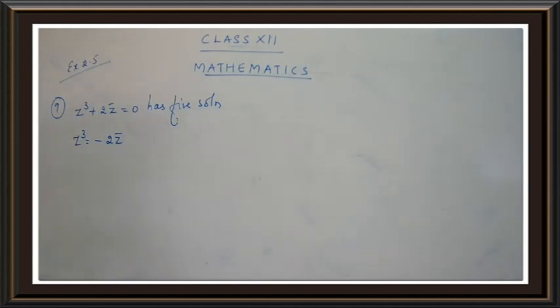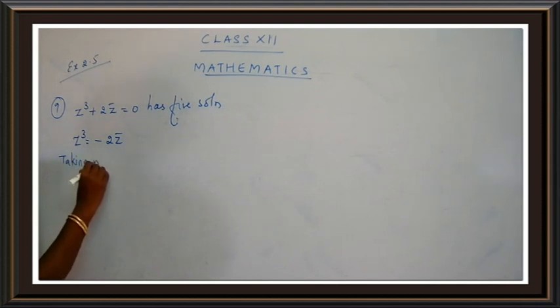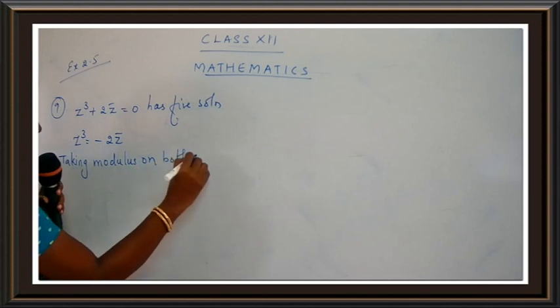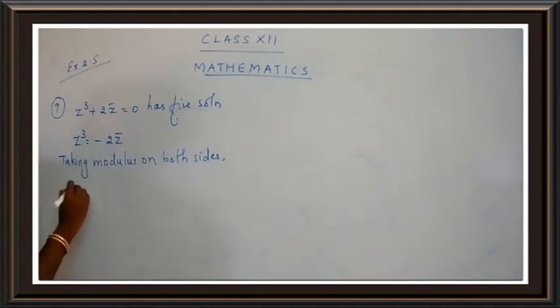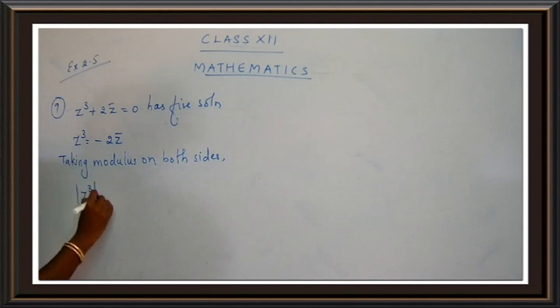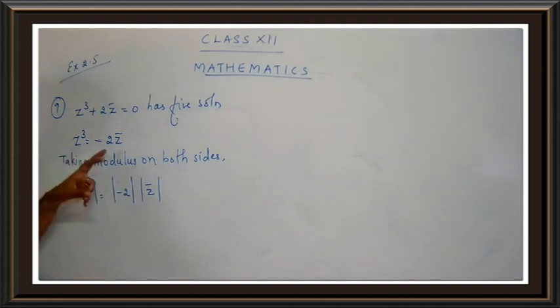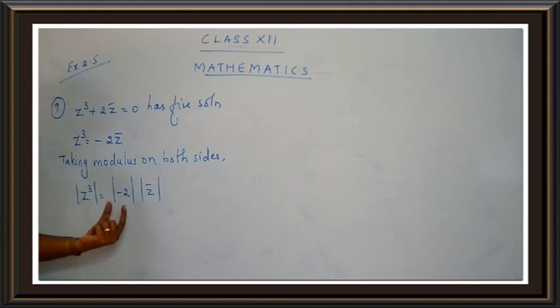Okay, so now what we are going to do is take the modulus on both sides. So what do we get here? Modulus z cube is equal to modulus minus 2 times modulus z bar. I am going to give a modulus for both the terms separately, for 2 separately and for z bar separately. I hope you are clear children.